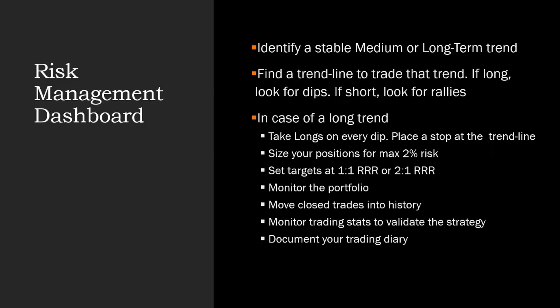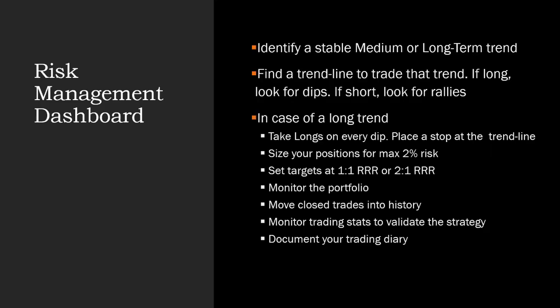Now, there's a number of important steps in the risk management process. So the first step is to identify a stable medium or long-term trend that you're trading with. You could apply the same technique to scalping as well. But here we're going to consider a medium-term trend in today's example of, let's say, a weekly uptrend. And we'll trade with that trend line.